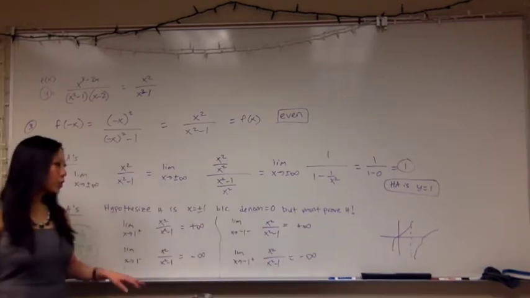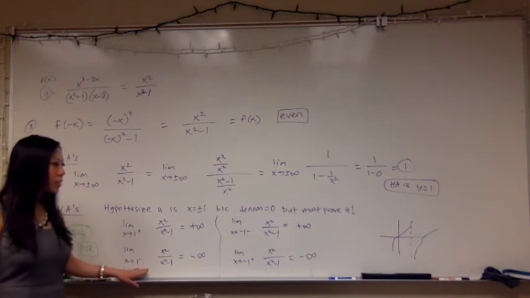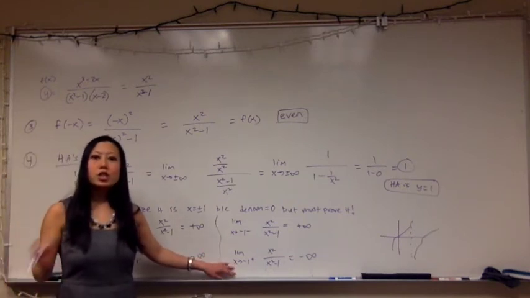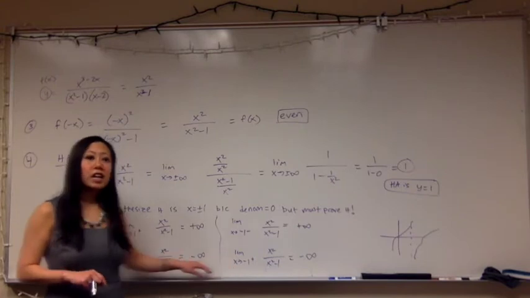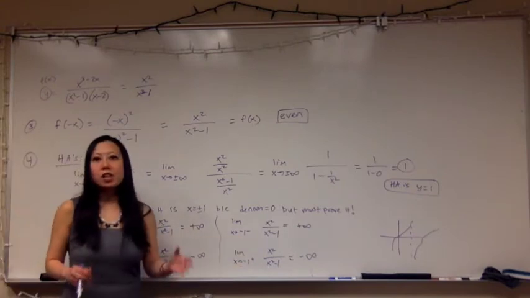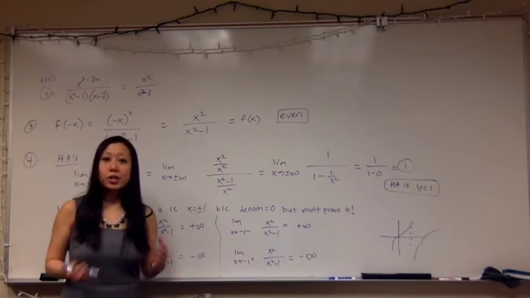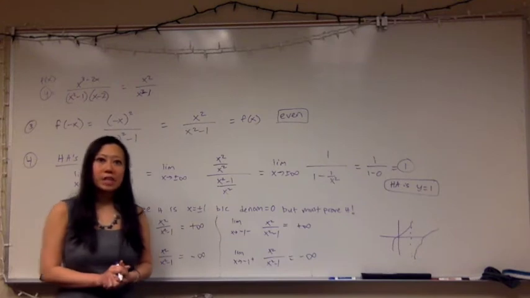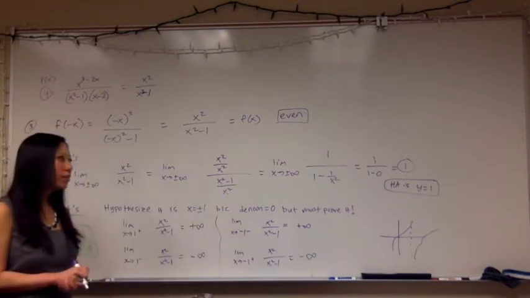I found my limits on each side of x equals 1, and I found the limits on each side of x equals negative 1. To prove it's a vertical asymptote, again, you only need to do one of the sides for each of these, because as long as the function is approaching either positive or negative infinity on one side, then that tells us it's a vertical asymptote. However, I highly recommend that you do both sides.